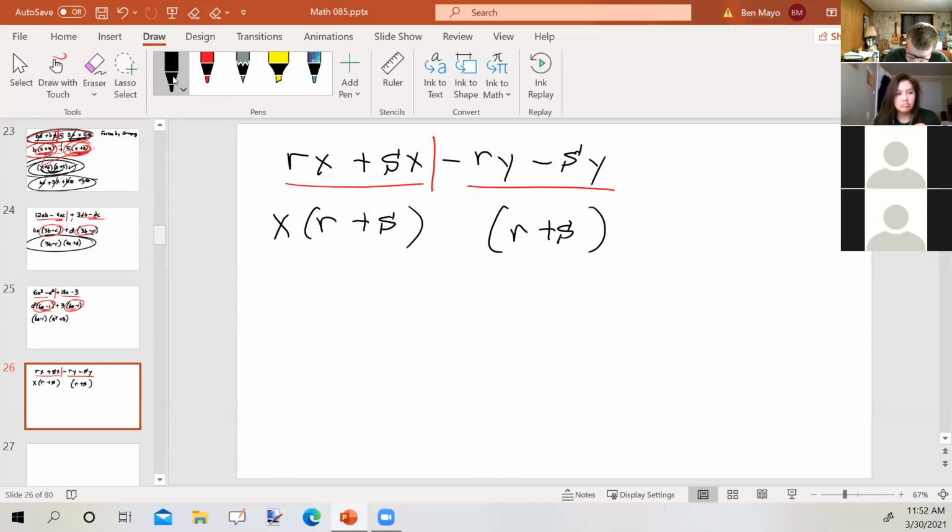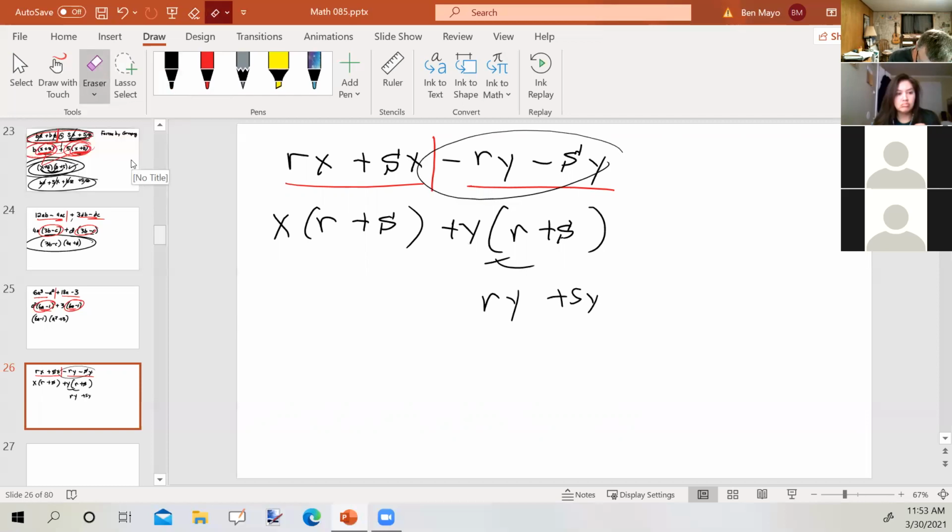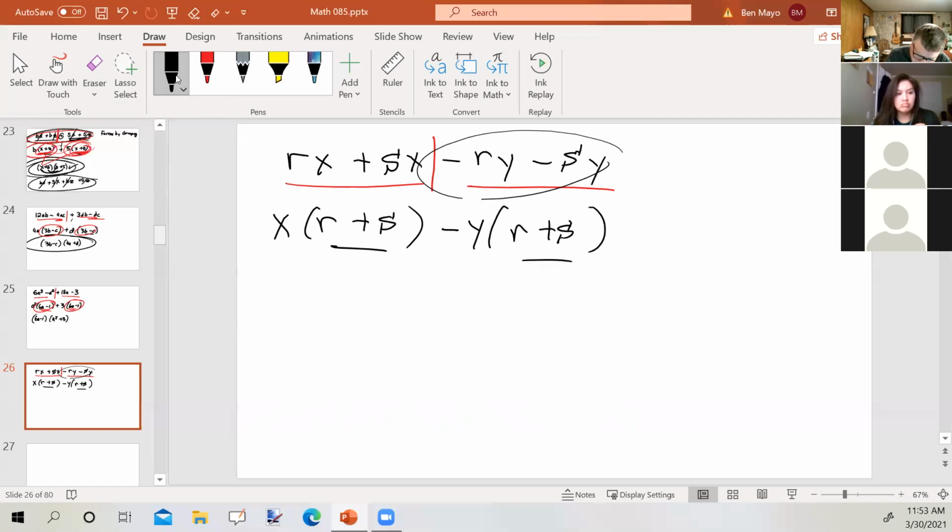Anybody? Negative. Right. Because let's do this for a minute. If I take out a plus y, that's going to give me ry plus sy, and that's not what I need there. So I've got to take out a negative in order for these to match. So now I can go on and get r plus s times x minus y, because if these don't match, I can't continue.